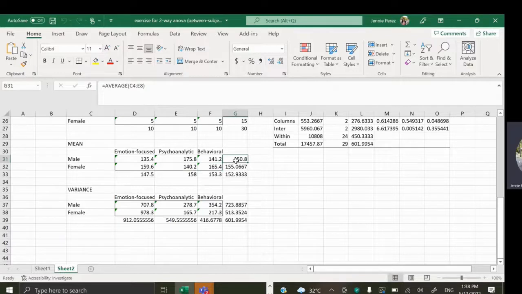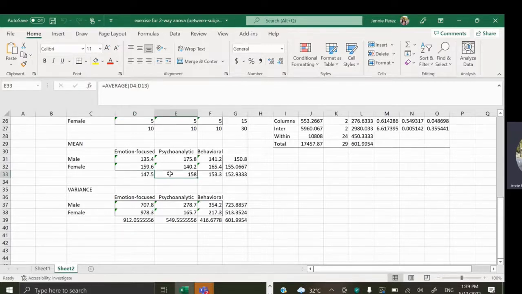Now, for the male and female, these are the mean scores regardless of the type of counseling. These are the mean scores of the clients under a male counselor, 150.8. And this is the mean score of the clients under a female counselor, regardless of type of counseling, which is 155.06. Now, this is again the mean score of clients under emotion focused, regardless of gender of the therapist or of the counselor.